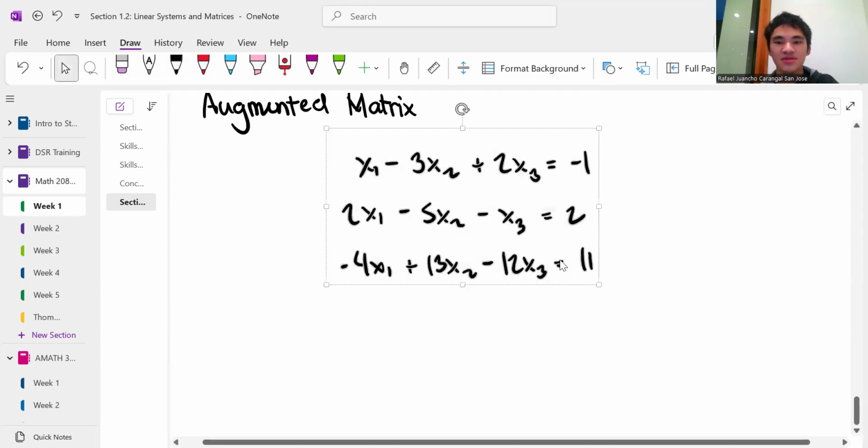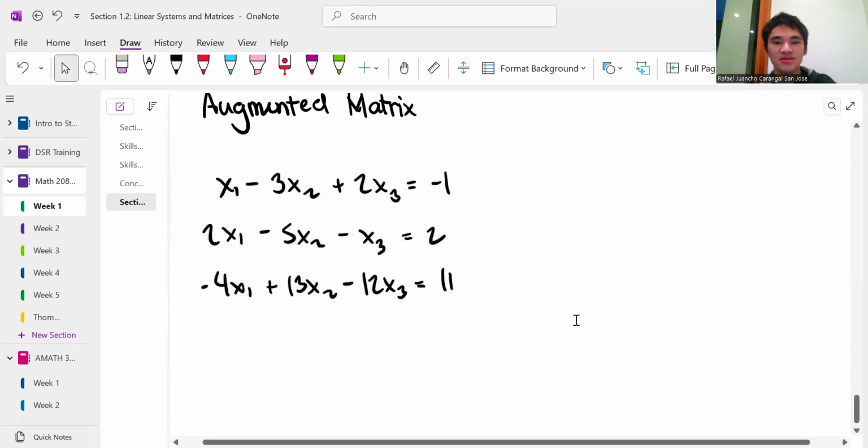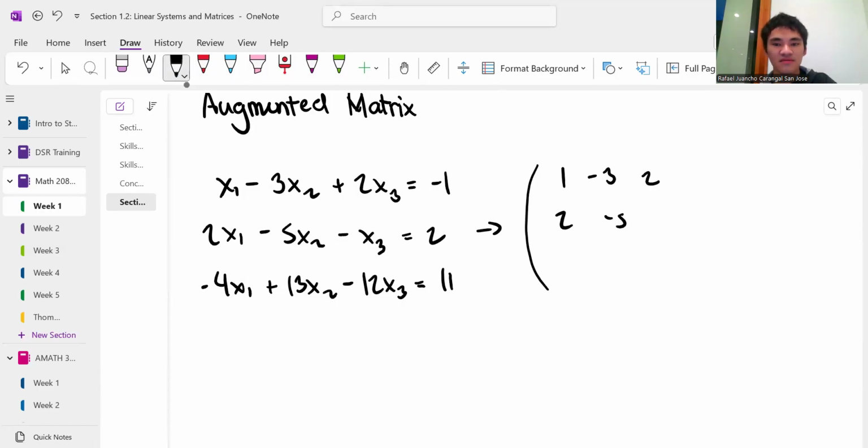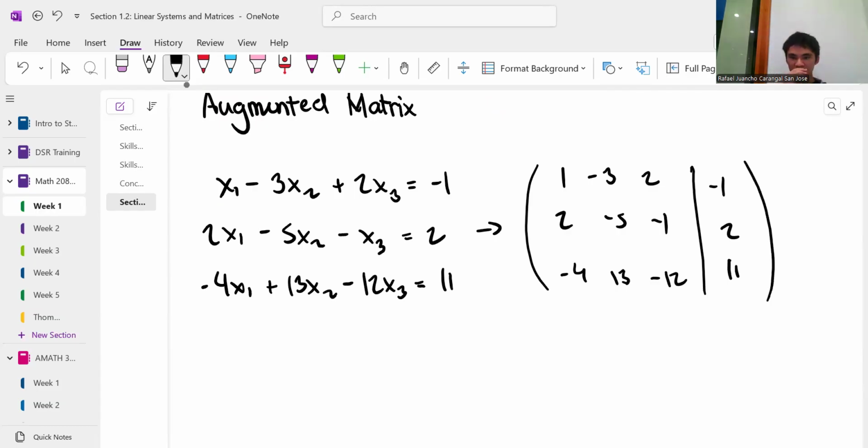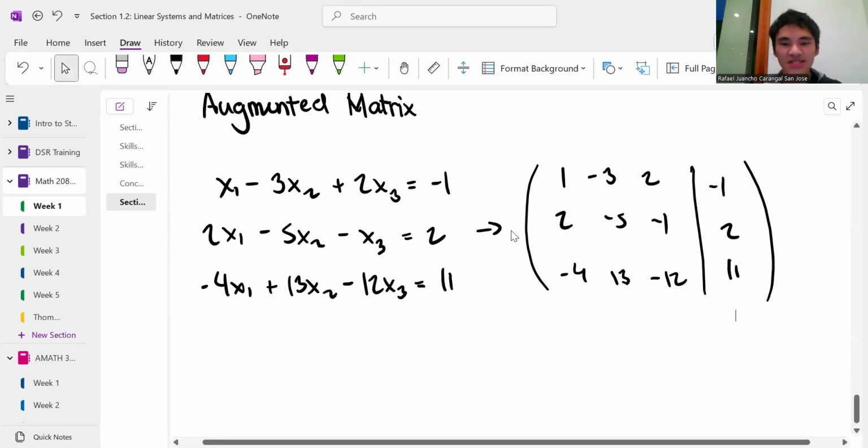What would be the augmented matrix? This should be a bit simple. So we say the augmented matrix is 1, -3, 2, 2, -5, -1, -4, 13, -12, -1, 2, 11. That's an augmented matrix, right? We include the coefficients on the left-hand side as well as the constants on the right-hand side.